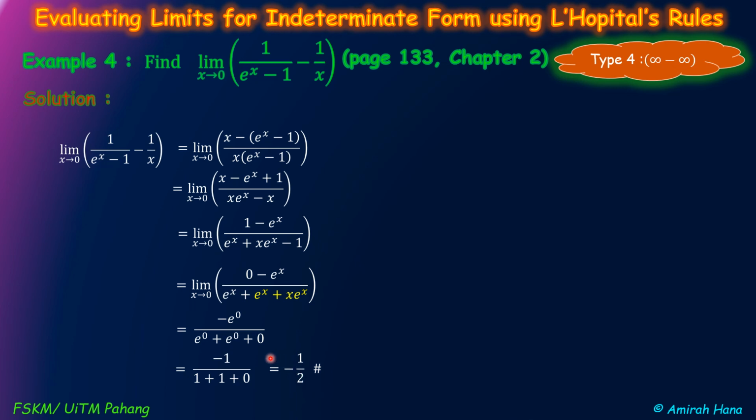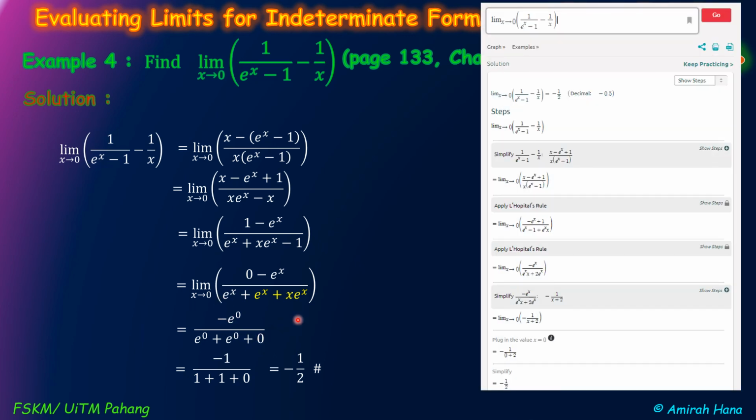You can check your answer using Symbolab. Using Symbolab, you need to put the syntax exactly like the given question, like this. After that, we press go or enter, and then the solution will appear. The final answer is negative half. Got it?